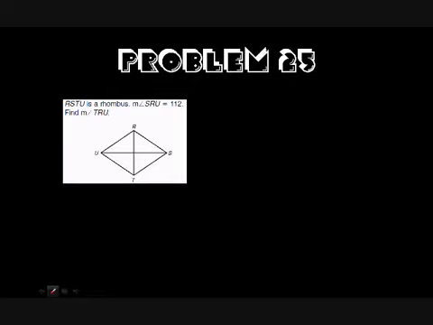Okay, problem 25 says RSTU is a rhombus. Measure of angle SRU, so this whole angle here, is 112 degrees. And they want to know what TRU is, so just this part right here. Well, TRU is going to be half because this line is splitting these angles in half. And so half of 112 is 56. And so that's our answer. That's all we have to do. It's just half of the 112.